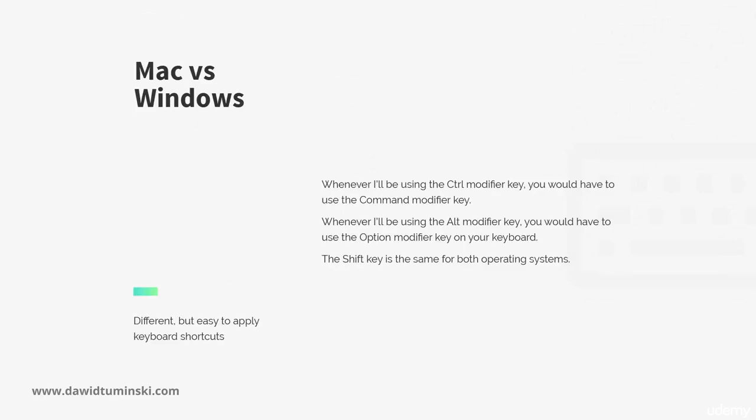At first, it was just available for Mac OS, but since late 2016, you can also install it on a Windows machine. In this course, I'll be using a PC version of the software. However, if you have Designer installed on a Mac, you shouldn't have problems following along. Just remember that whenever I'll be using the Control modifier key, you would have to use the Command modifier key. And whenever I'll be using the Alt modifier key, you'd have to use the Option modifier key on your keyboard. The Shift key is the same for both operating systems.